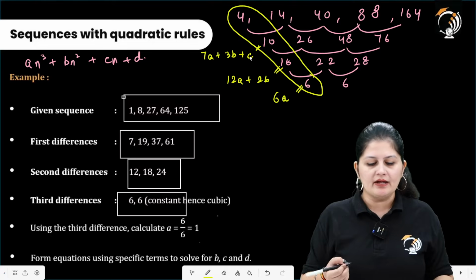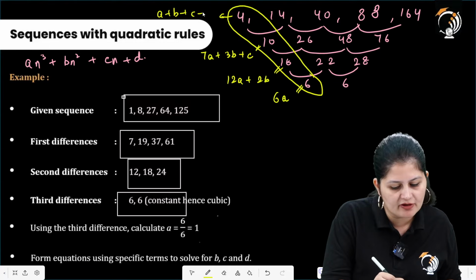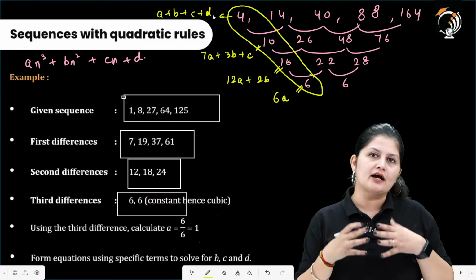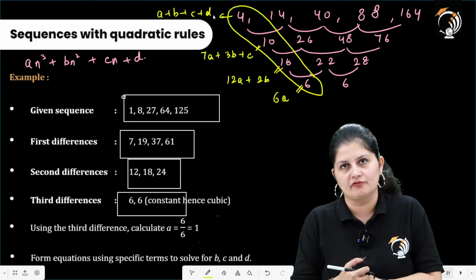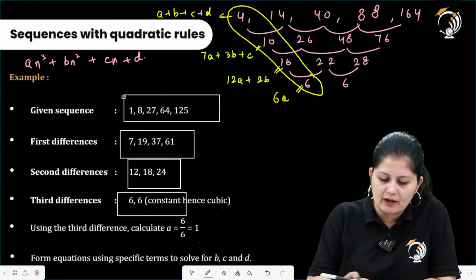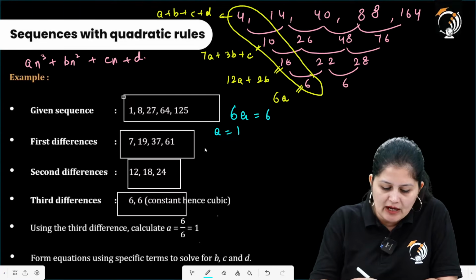Okay, and the top one would be a plus b plus c plus d, the way we were doing it previously. Understood? So you need to take a note of this thing. It is very important for you to know. Now moving forward, we know that 6a is equal to 6, so we are getting a is equal to 1. Clearly.